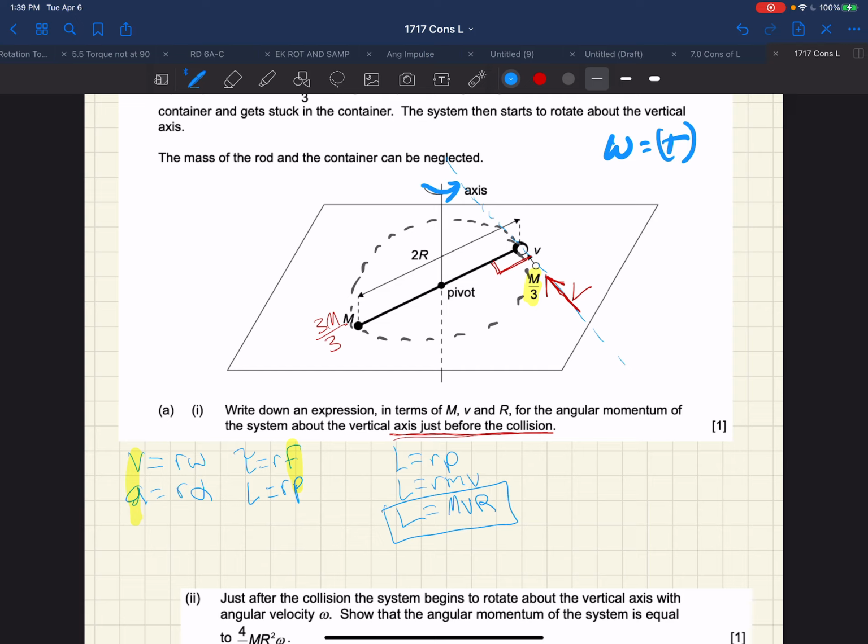And that is our relationship, except m is not m, it's m over 3. So we have L equals m over 3 v times r. And again, that's because the mass that is coming from the linear momentum is m over 3. It's not just a generic m. So while it's true in general that L is mvr, here m is m over 3. So that is our expression for part i.